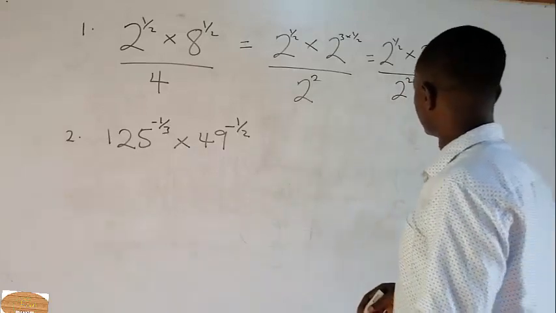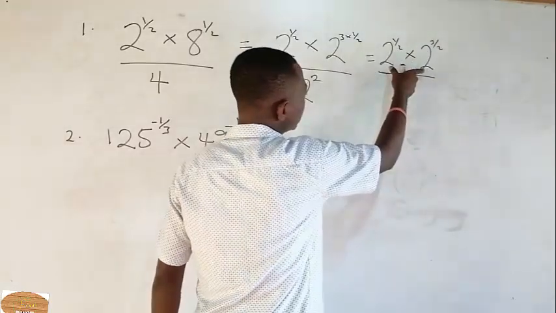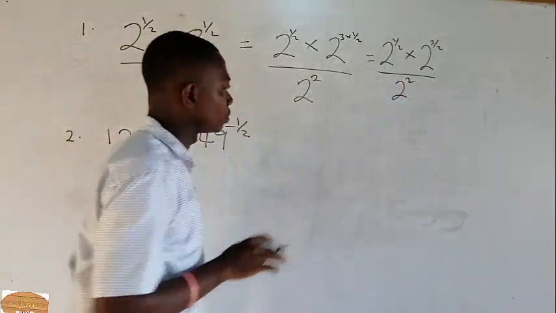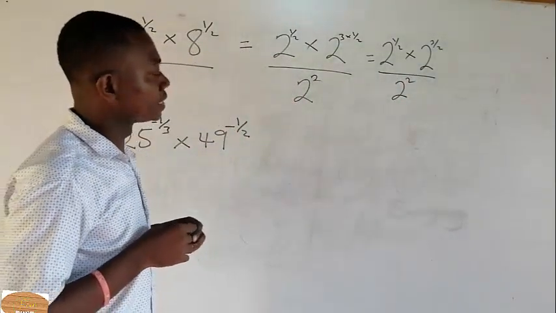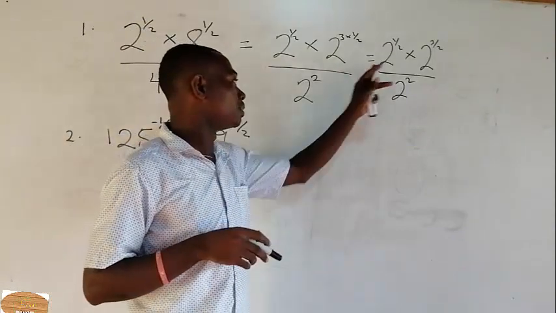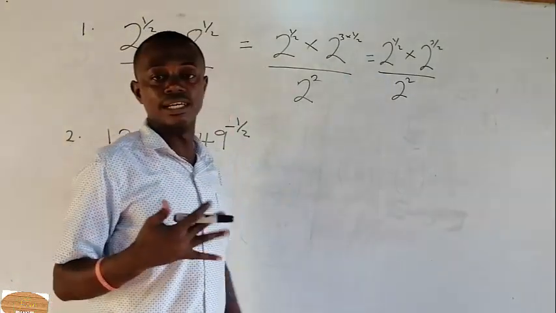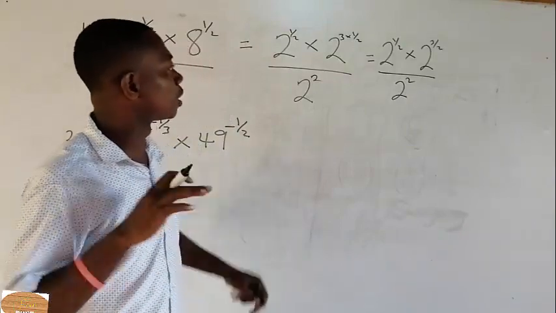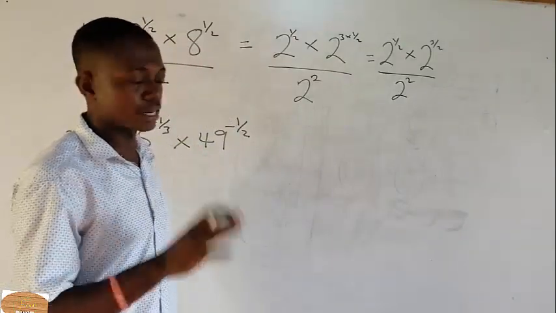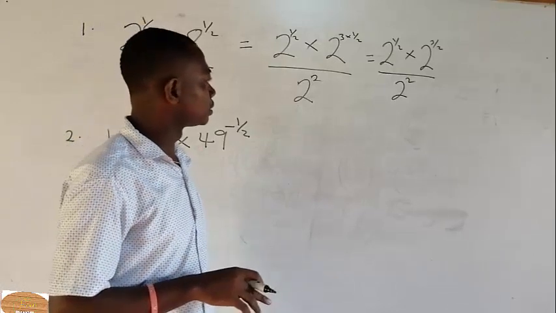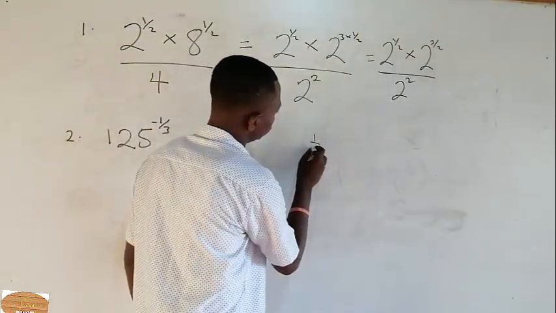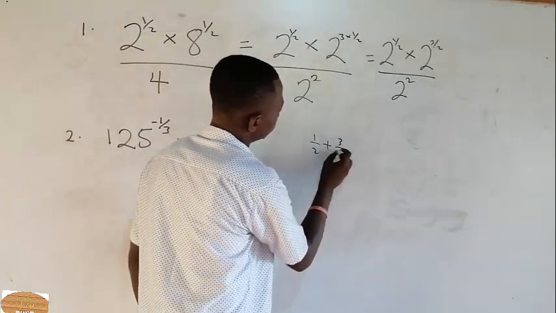Alright, so I'll deal with the numerator. This one is multiplication. That's the first law. We said multiplication, if the bases are the same, you can add the exponents. So this one, you can add the exponents: 1 over 2 plus 3 over 2. That is 4 over 2.